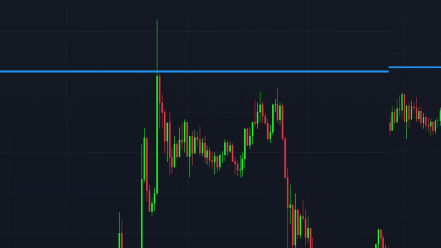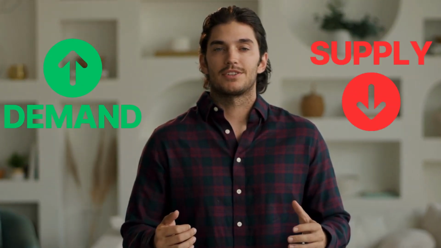What if I told you there's a way to predict where prices might stop, reverse, or explode with high accuracy? It's not magic. It's the power of demand and supply zones. Most beginner traders completely overlook them, and that's where you'll gain the edge. By the end of this video, you'll know exactly how to spot these zones, draw them on your charts, and, most importantly, trade them profitably. Let's dive in.